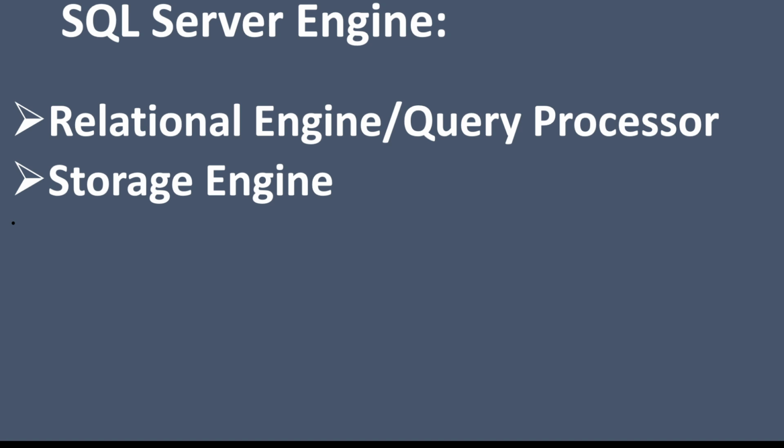SQL Server engine is divided into two parts. One is the relational engine, or you can say the query processor, and the second one is the storage engine. So let's see how both work.